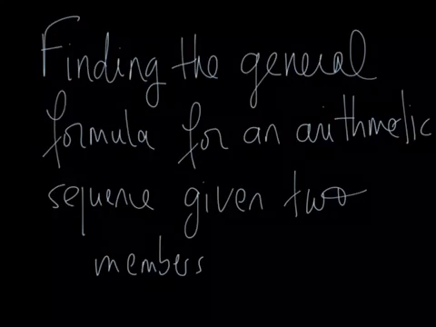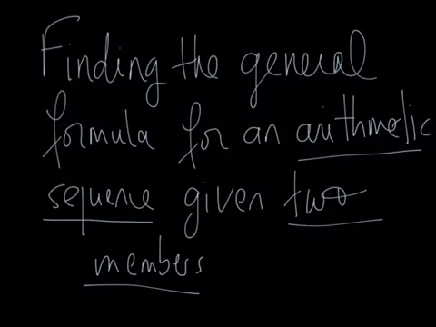So, on Wednesday, we saw how to find the general formula for a geometric sequence given two terms. Today, we're going to do the same thing with an arithmetic sequence given two terms, two members. Okay? And I started showing you at the end of class on Wednesday. It's far simpler. Okay?